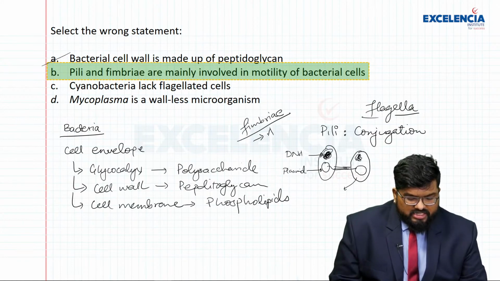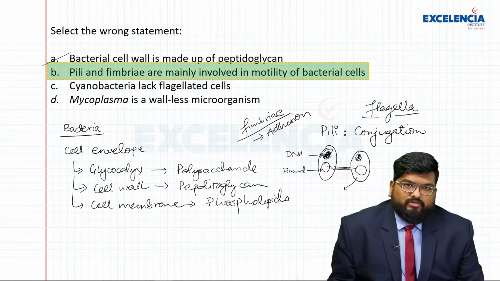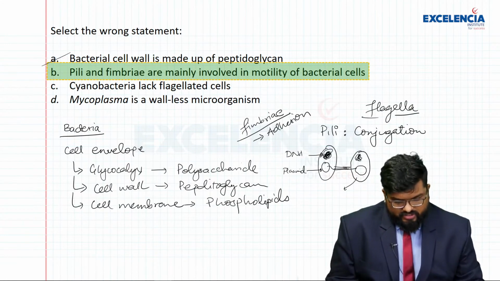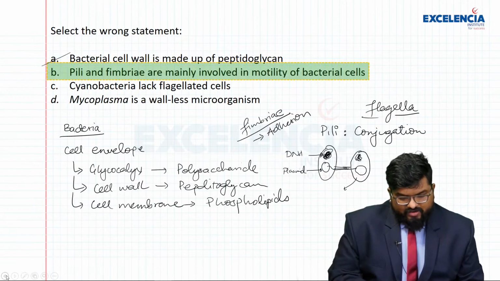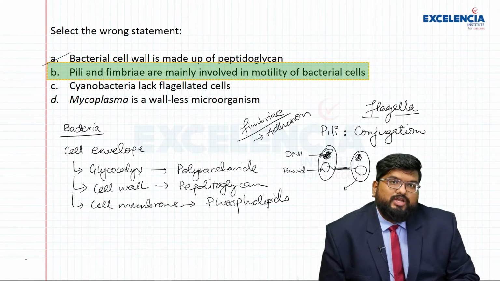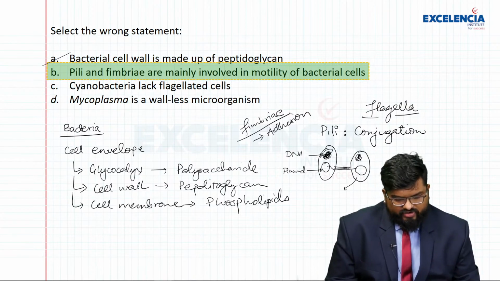Fimbriae are adhesion structures, so they help the bacteria stick or cling onto something. So that's the function of the fimbriae. So the statement that pili and fimbriae are mainly involved in motility of bacterial cells is wrong. Their functions are different.